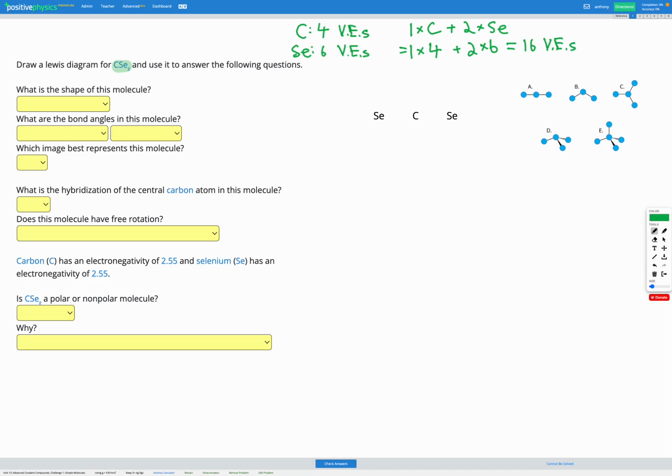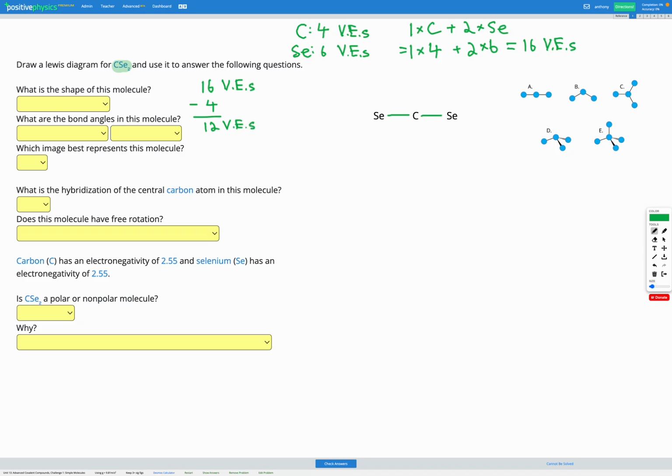Okay, so now when I go to my diagram, first I'm going to add a single bond joining my atoms together. So I've got 2 single bonds drawn there. Each single bond is made up of 2 electrons, so I've used up 4 electrons now. I want to keep a running total. I started with 16 valence electrons, I've just used up 4, so that gives me 12 valence electrons remaining for now.